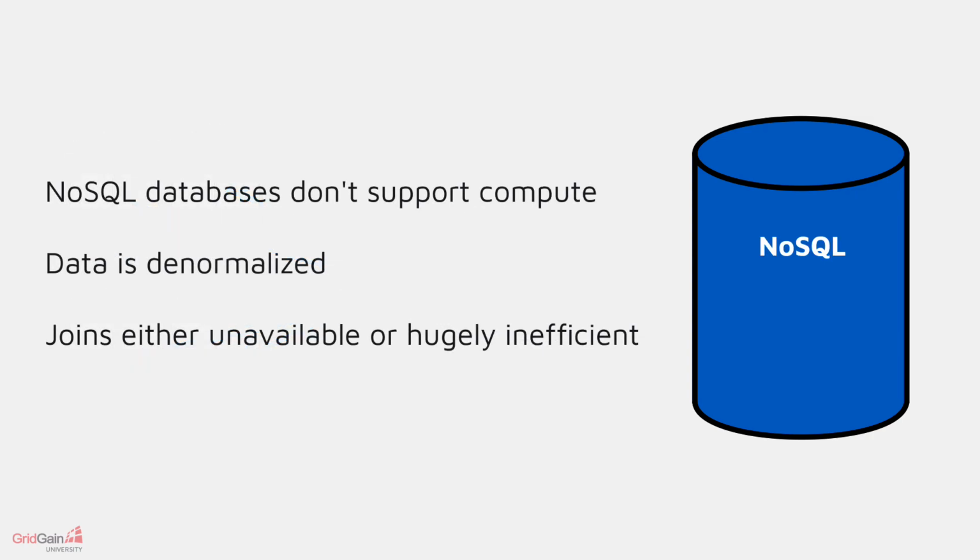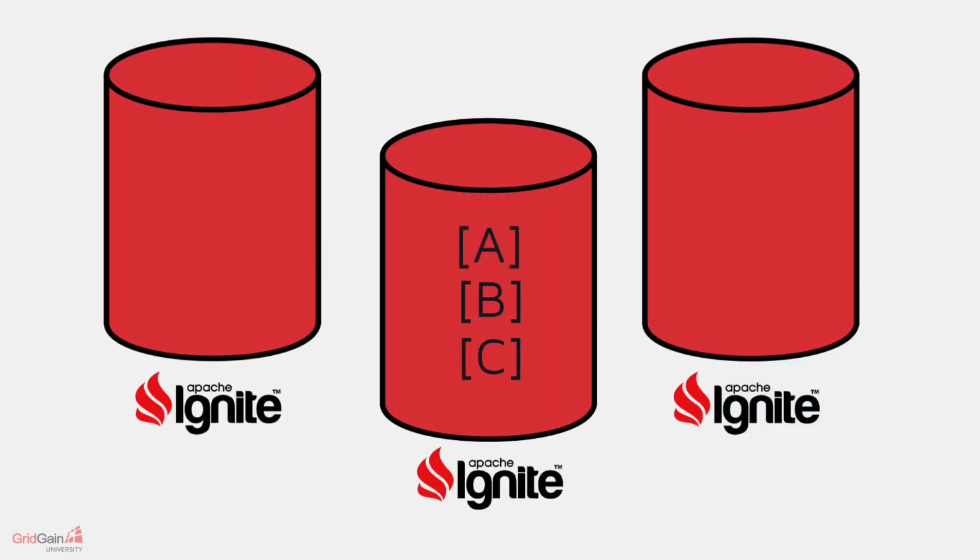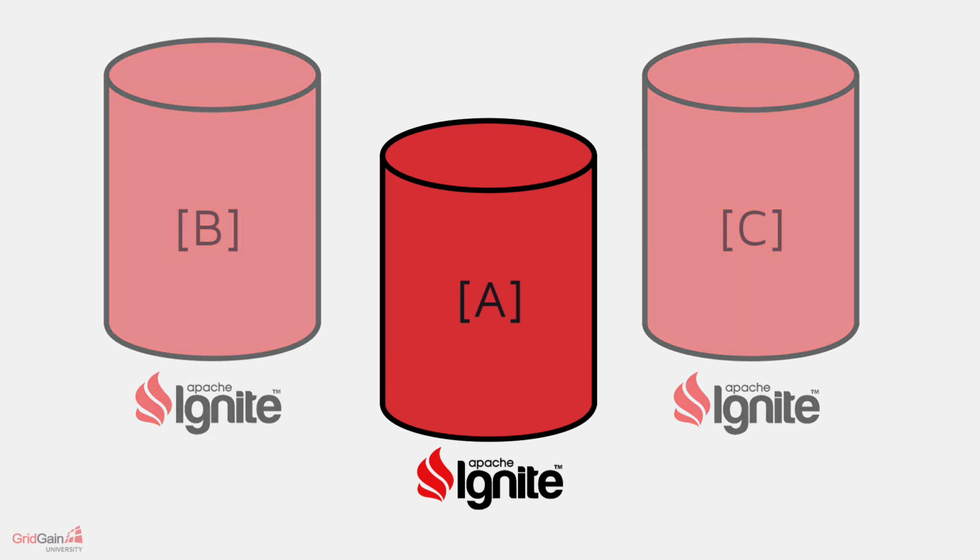A NoSQL database might help with horizontal scaling, but NoSQL databases don't typically support computations. The data is often denormalized, and joins are usually hugely inefficient. Ignite gives you the best of all of these worlds by allowing distributed in-memory data and computation, as well as a transactional SQL environment, and one that enables you to control the location of your data.